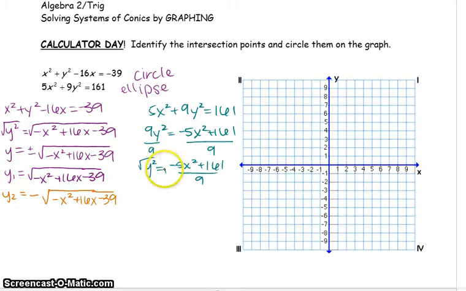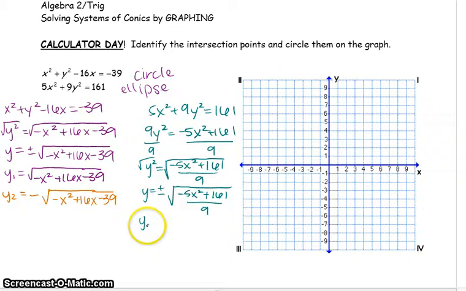And again, take the square root of both sides. So we're left with y equals plus or minus the square root of negative 5x squared plus 161 all over 9. Now, your gut may be telling you, ooh, I can simplify this. The square root of 9 is 3. But we're just entering this into our calculator, so we don't have to simplify this at all. We can leave this as is. But we need to separate our two equations. So we're going to have our one equation.